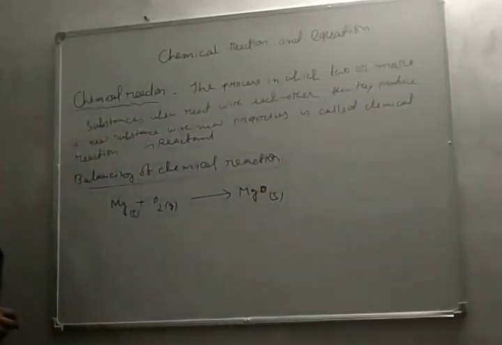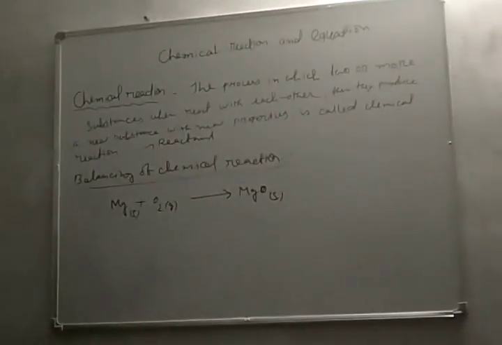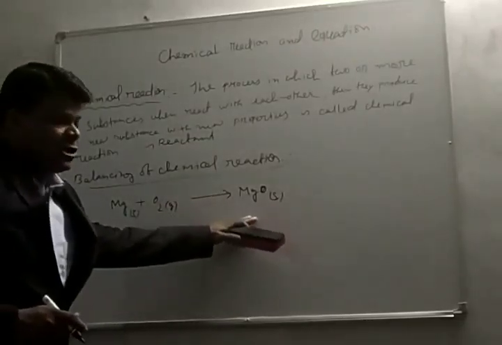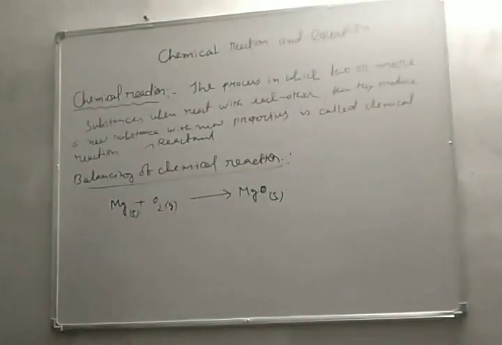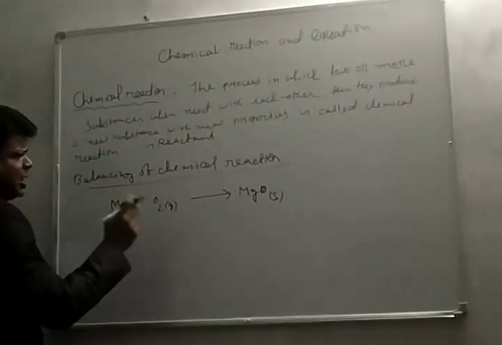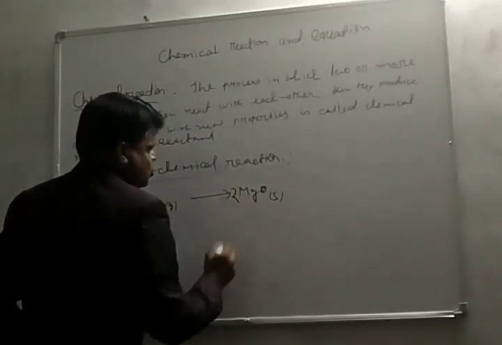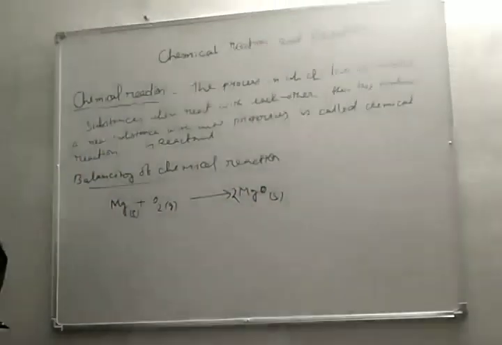That means there is an imbalance between reactant and product. In this case we have to balance the chemical reaction so that the elements of the reactant part and the product part are in the same quantity. They should be equal to each other. To make oxygen 2 in the product also, we have to multiply this by 2. Then the number of oxygen is 2 here and 2 here.